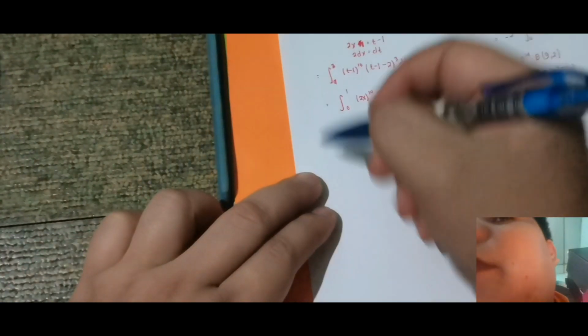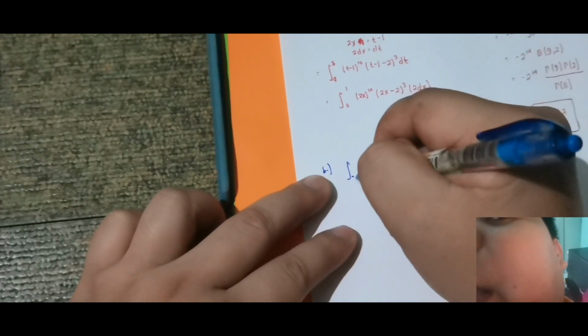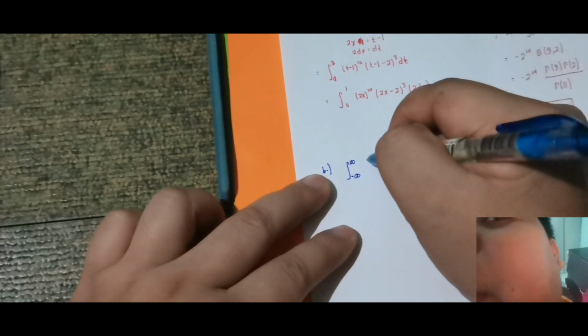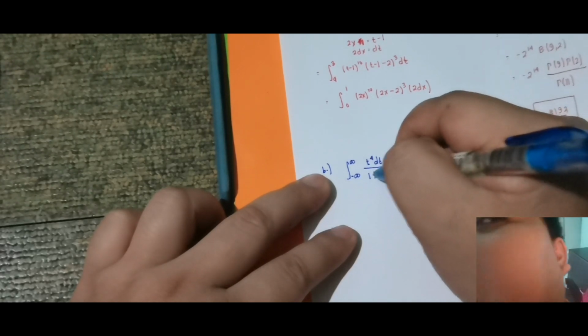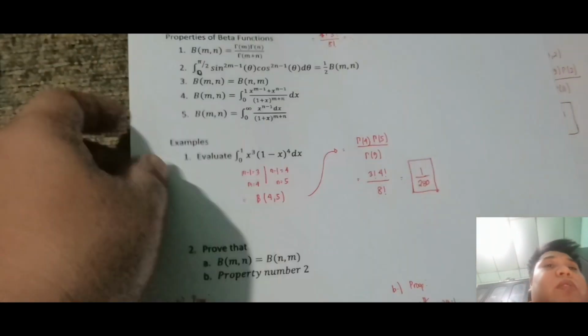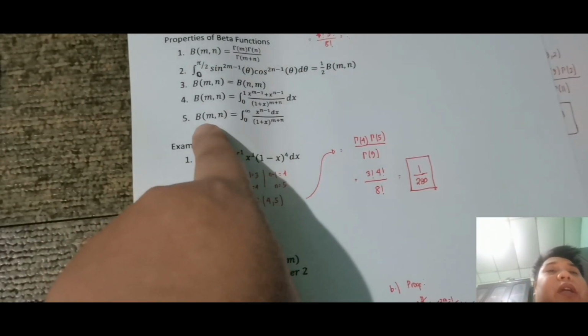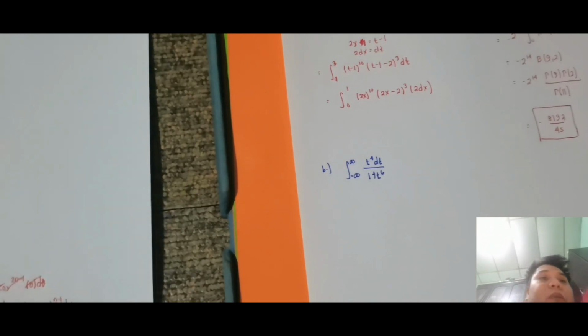Now letter B. Sa letter B, ano ba yung letter B natin? Letter B is integral from negative infinity up to infinity ng t to the 4th dt over 1 plus t raised to 6. Okay, so check natin kung meron siyang pinuntahang format ating mga value. I guess pwede natin siyang dalhin dito, no? So papansinin mo yung property letter number 5, that is x raised to n minus 1 tapos 1 plus x raised to m plus n. So ganun din siya. Okay, so ang pinagkaiba nga lang may t raised to 6 pa.